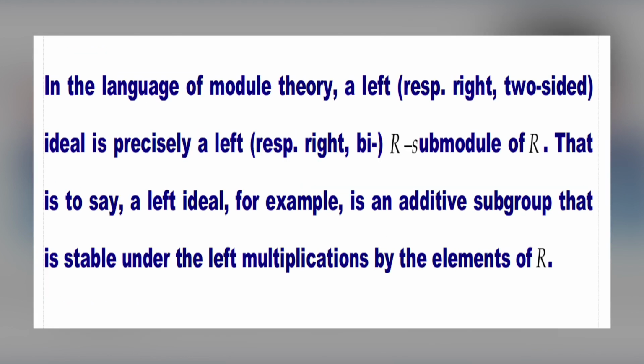In the language of module theory, a left, respectively right, two-sided ideal is precisely a left, respectively right, or two-sided R-submodule of R. That is to say, a left ideal, for example, is an additive subgroup that is stable under the left multiplications by the elements of R.